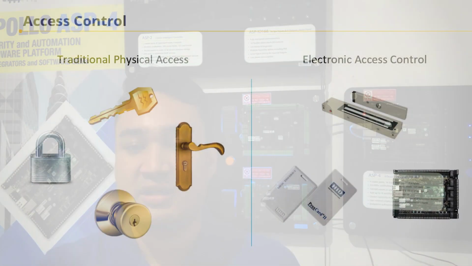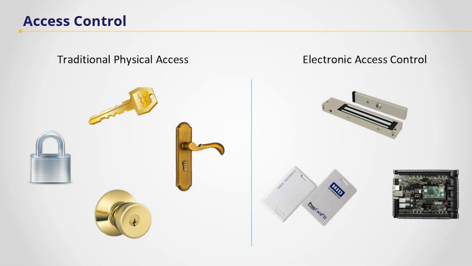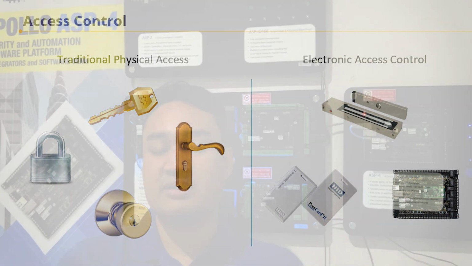So, the basics of access control. People always wanted security for their assets, for their house, office. Traditionally, keys and door locks have been around for ages. Pretty practical, cheap and easy to make, but they have limitations.